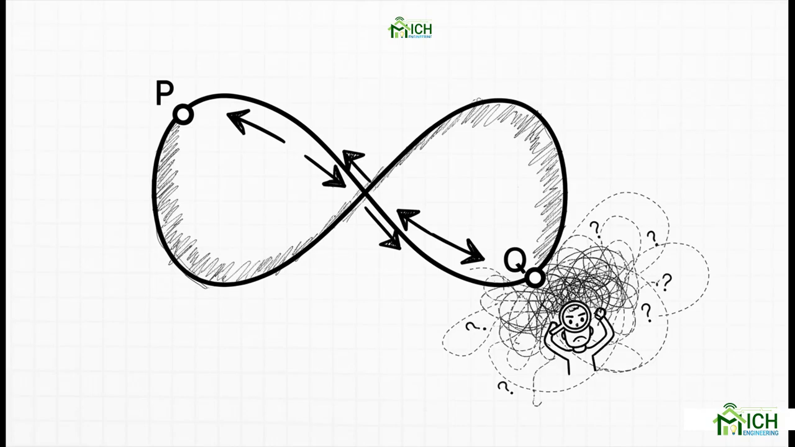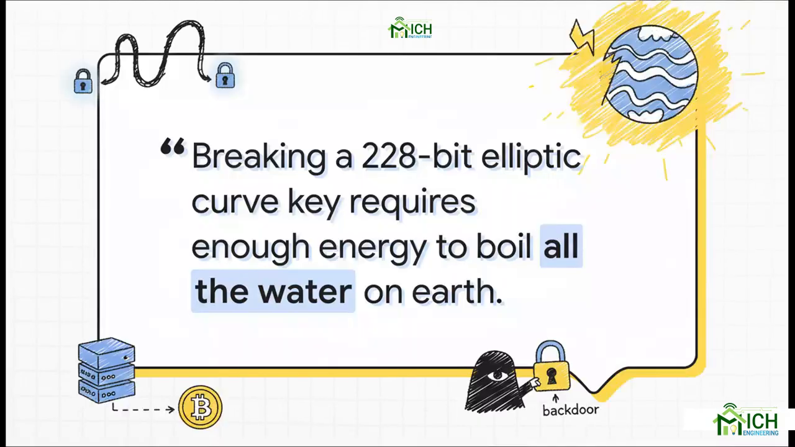That is a way, way harder problem to solve. Exactly how much harder are we talking? Well, cryptographer Arjun Lenstra put it in pretty stark terms. He calculated that to break just one 228-bit elliptic curve key, you would need enough energy to boil every single ocean on Earth. That's just staggering.